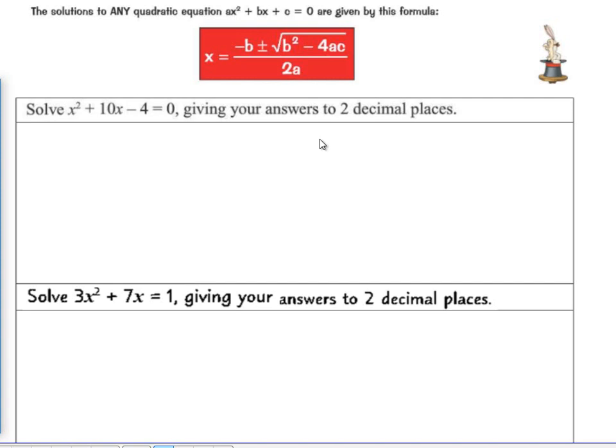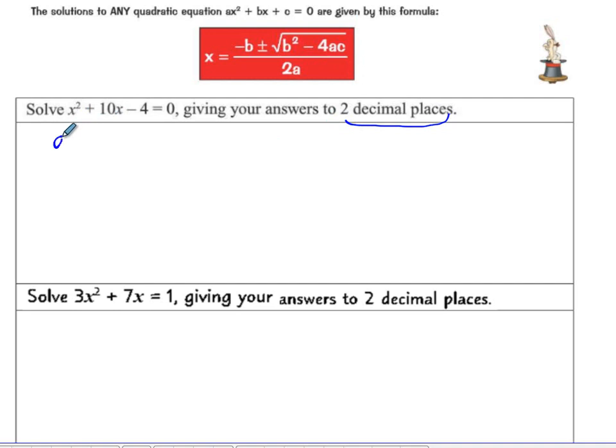Solving another quadratic equation. Now, if you look at the question, it says quite clearly, solve this quadratic equation, giving your answer in 2 decimal places. Every time I say giving your answer to 2 decimal places, you know right away you will have to use the quadratic formula. And that's quite easy, as long as you know what A is, what B is, and what C is.